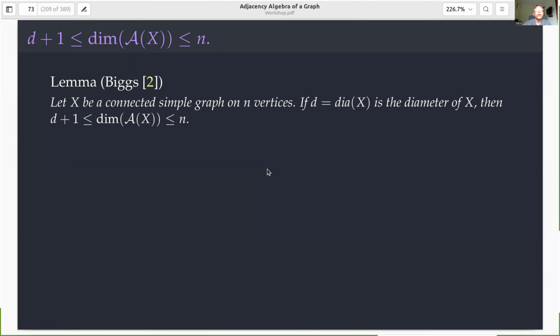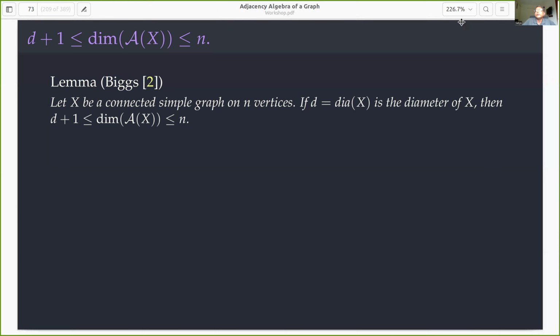So the question is how do you show that the number of distinct eigenvalues is D plus 1 or more. What is D? D is the diameter. That is the problem. Is the statement clear? Dimension of A of X means the number of distinct eigenvalues, which is also equal to the degree of the minimal polynomial of A. So how to prove it?